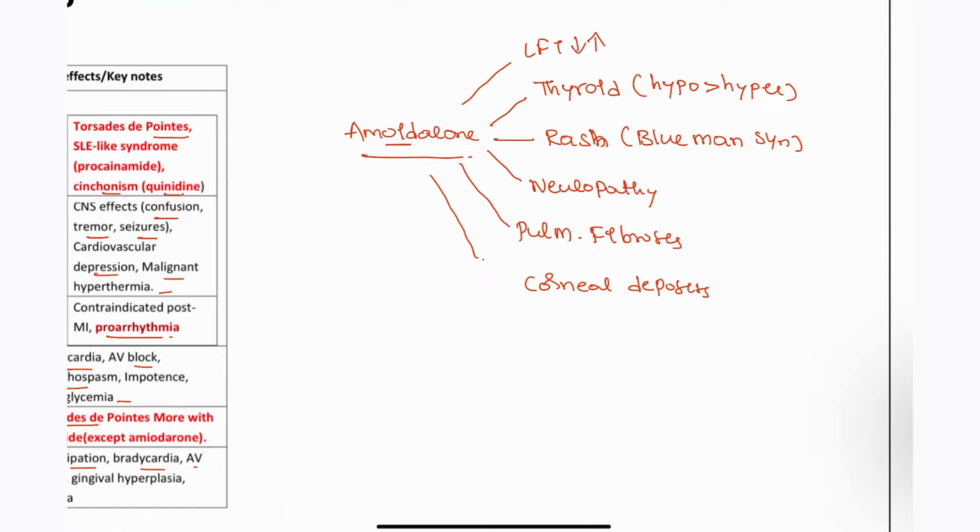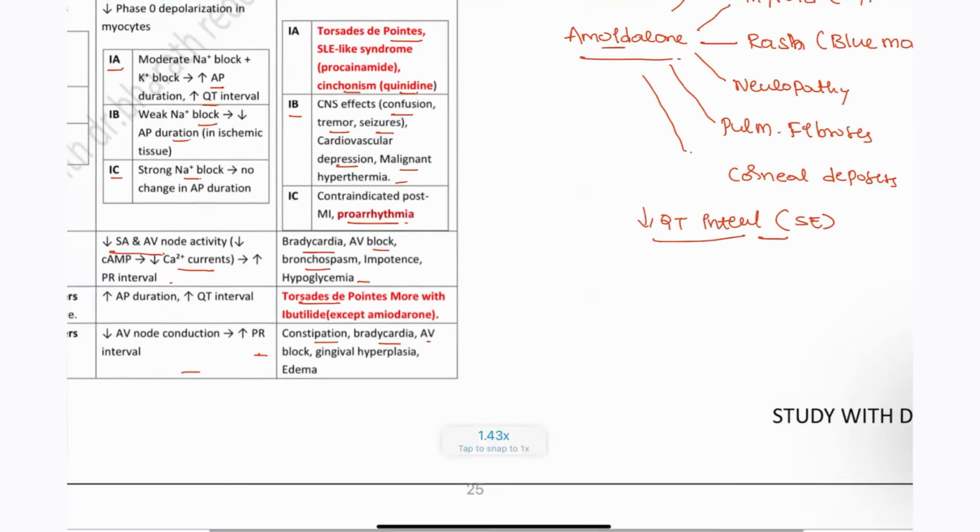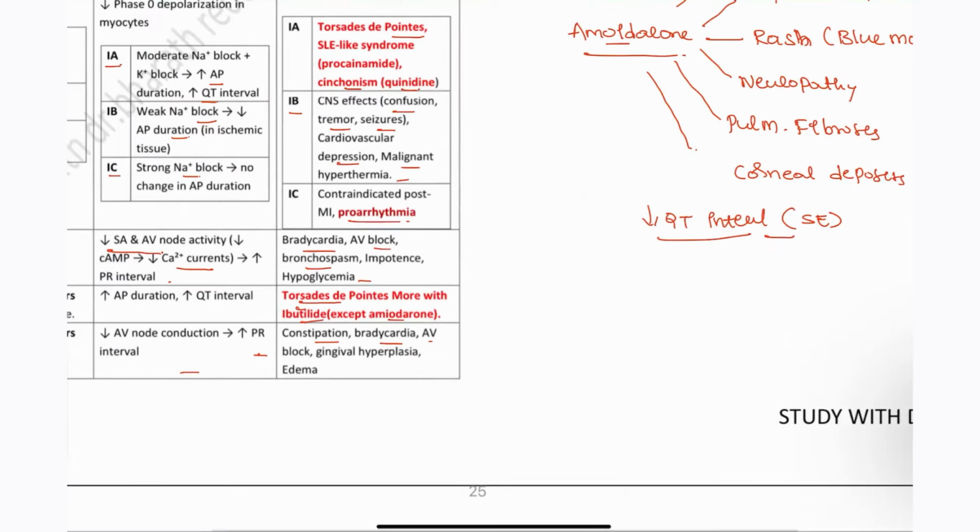But amiodarone is very well accepted because it is having only one thing, the prolonged QT interval. Okay, the QT interval. This side effect is associated with the potassium channel blockers, but it is very less likely. Okay, ibutilide is going to have more, but amiodarone is going to have less.